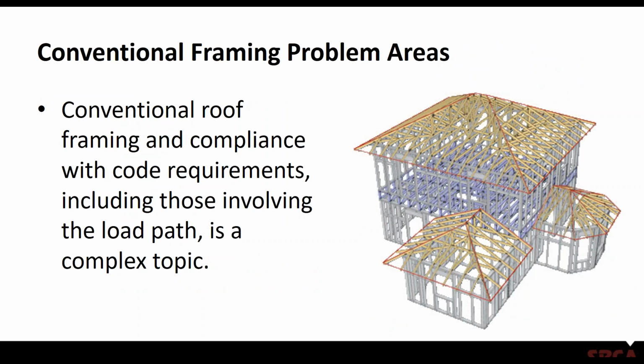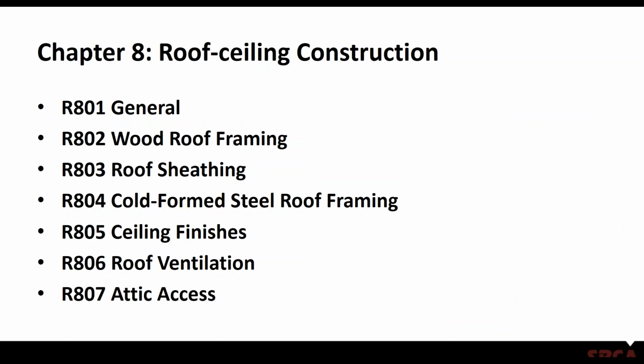So the main thing then is with conventional framing, to be in compliance with the code, you've got to basically have a good load path through the structure. And sometimes this can be very complex in terms of how it's done, or how it actually occurs. So we're going to be talking basically about roof and ceiling construction today.